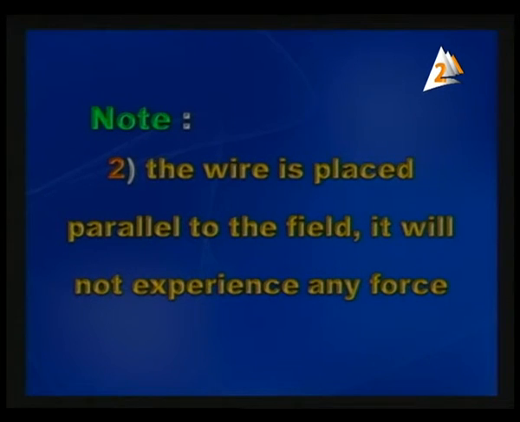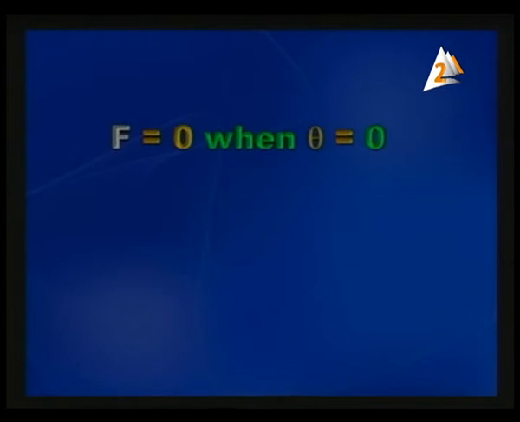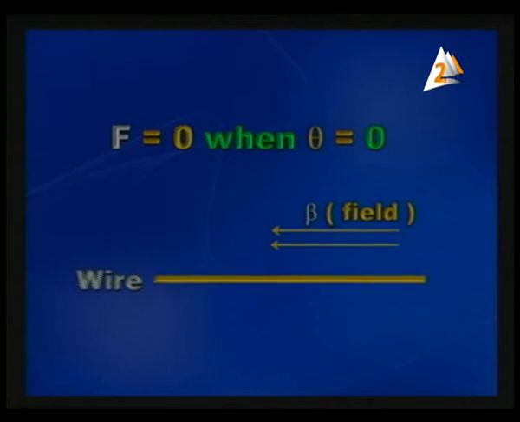When the wire is placed parallel to the field, the wire will not experience any force, simply because F will be equal to 0 when theta equals 0. The formula F equals BIL sine theta, sine 0 equals 0. The field is now parallel to the wire. What about the force? The force will be equal to 0.